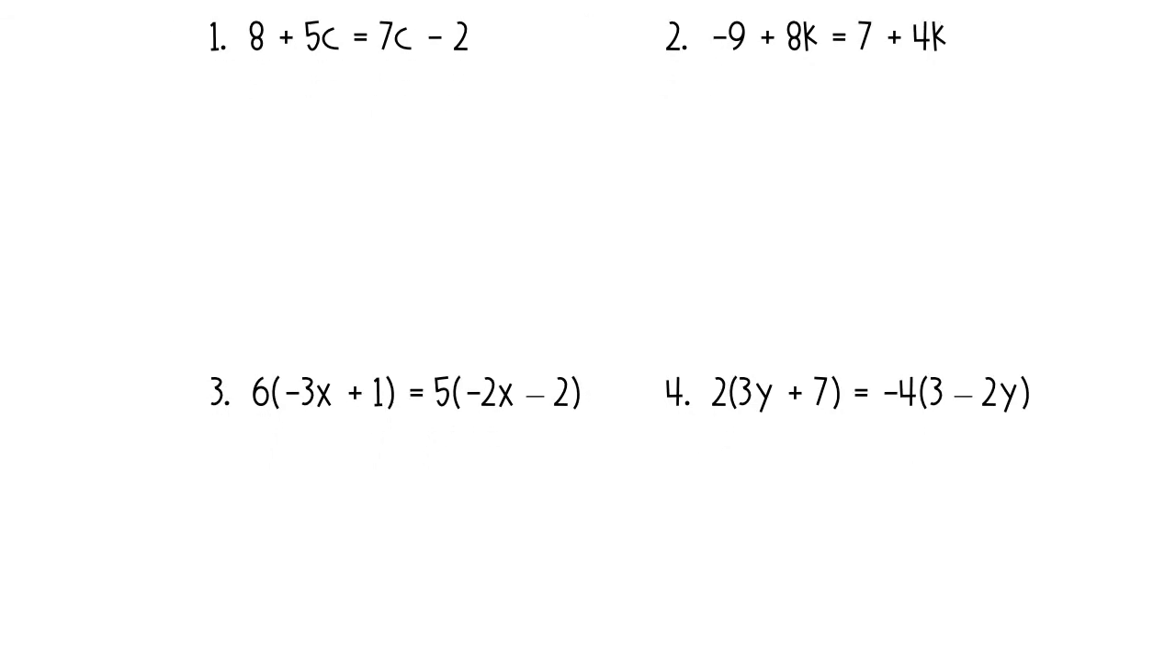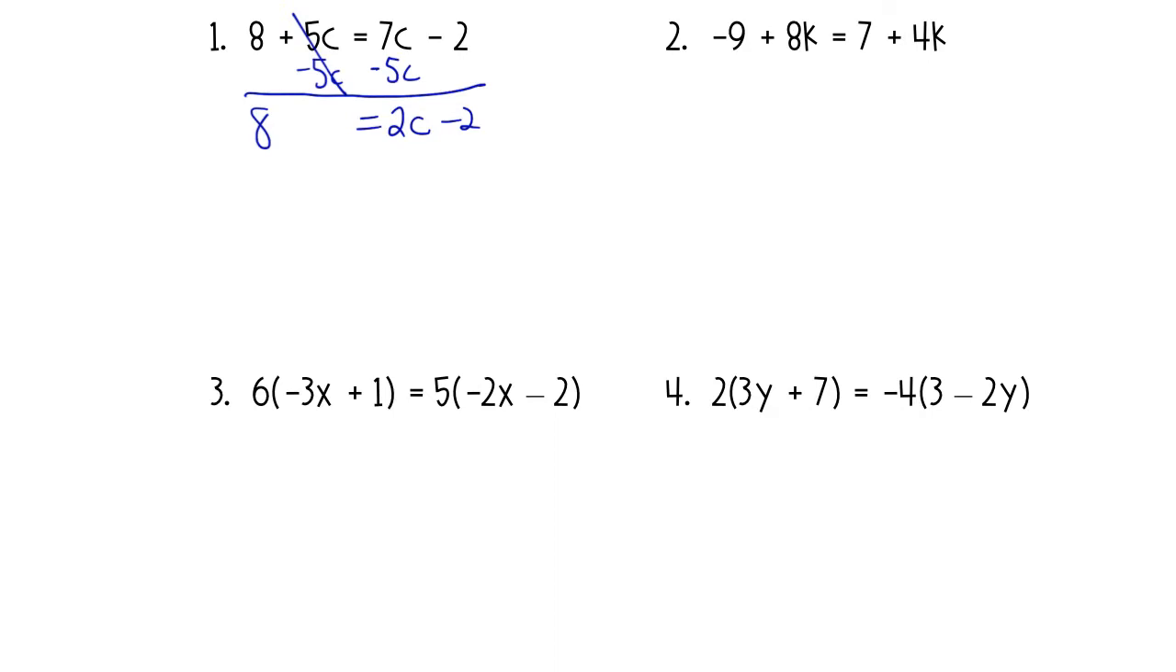I hate negative numbers. So I see that 7c is bigger than 5c, so I'm going to subtract the smaller one first. So subtract 5c from each side. I've got 8, the 5c's are canceled, equals, that's a minus, so that equals 2c minus 2.